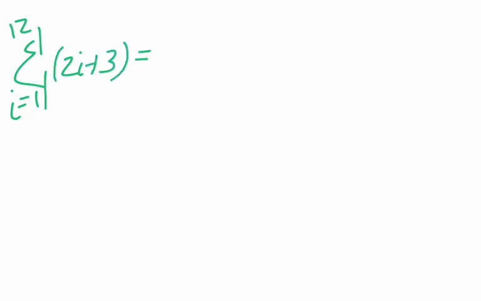Okay, and so we would have 2 times 1 plus 3. There's the first one. Then we have 2 times 2 plus 3. Then we have, and you know what you can do too, if it helps, some students prefer to arrange them this way so that you can see the variable value changing.